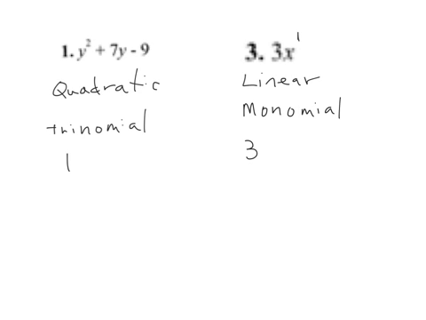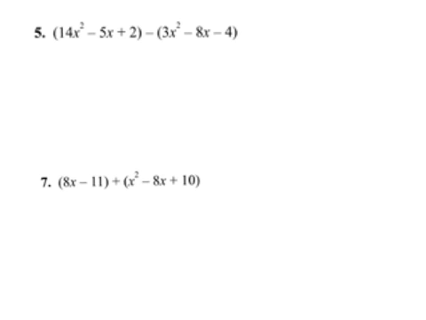Let's take a look at 5 and 7. On 5, we're going to be asked to subtract these two polynomials. And we know it's subtract because there's a subtraction here in between the parentheses. Well, to get rid of that subtraction, we're going to add the opposite. So the opposite of 3x squared would be negative 3x squared. And the opposite of minus 8x would be plus 8x. And the opposite of minus 4 would be plus 4.